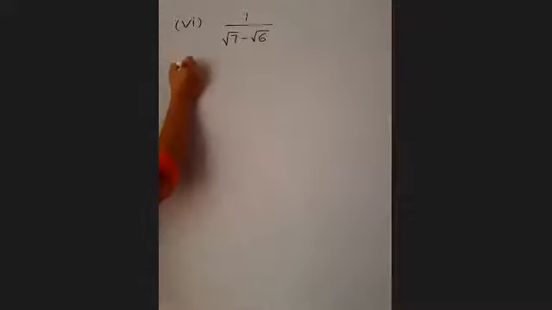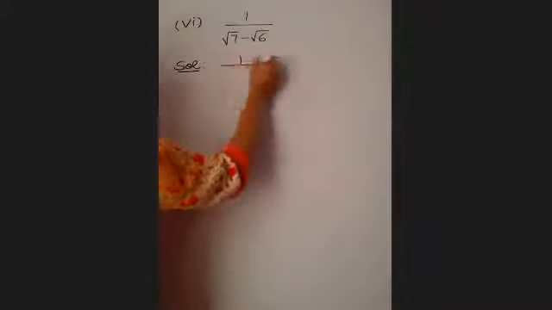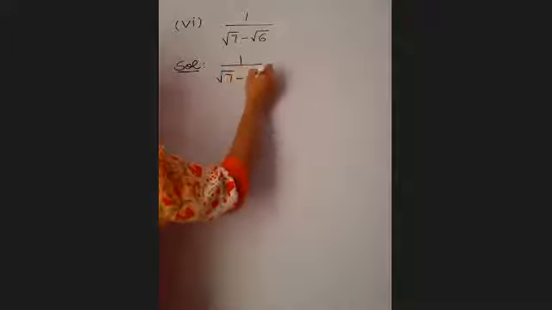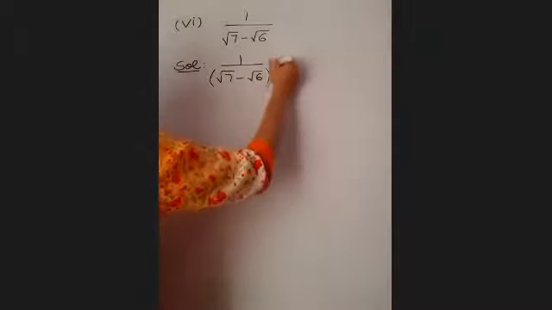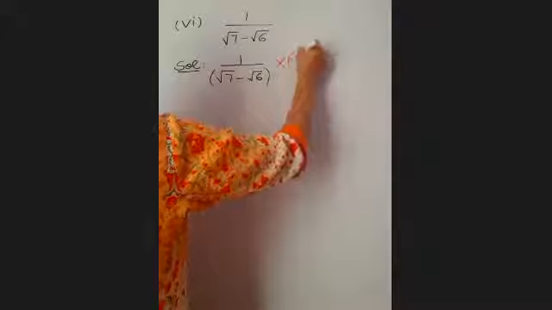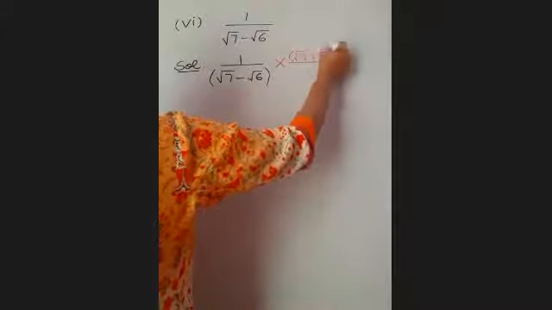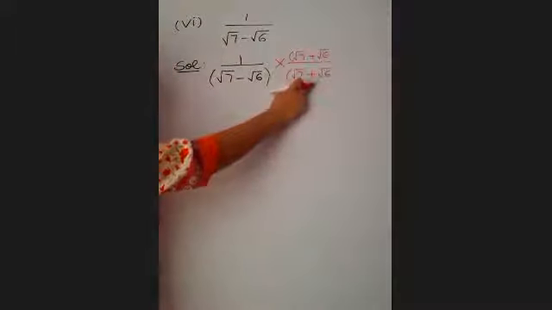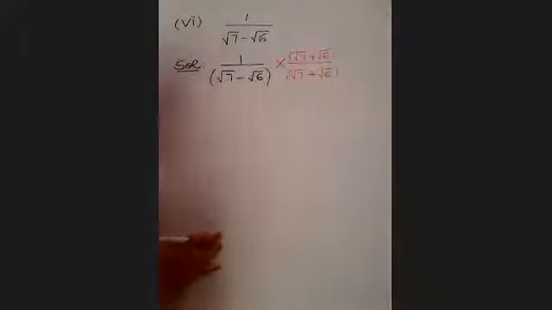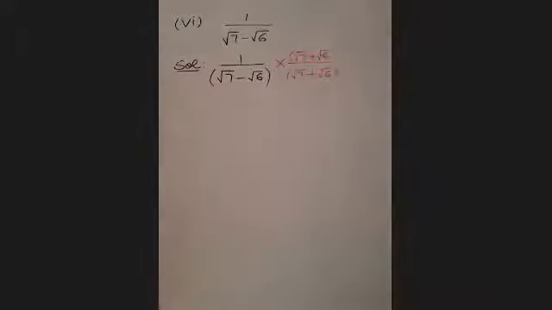It is 1 upon root 7 minus root 6. Okay. Now children, 1 upon root 7 minus root 6. To rationalize this, it should be multiplied and divided by root 7 plus root 6. If it is minus, it will be multiplied and divided by plus sign. If it is plus, it will be multiplied and divided by minus.